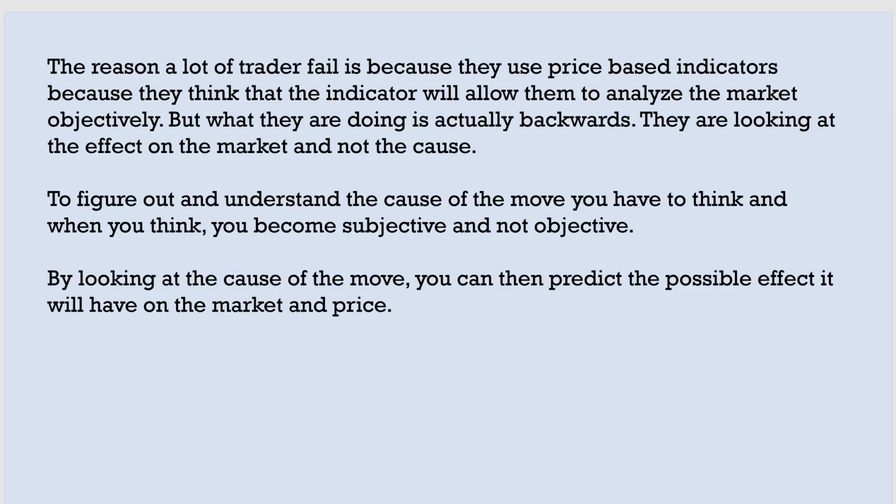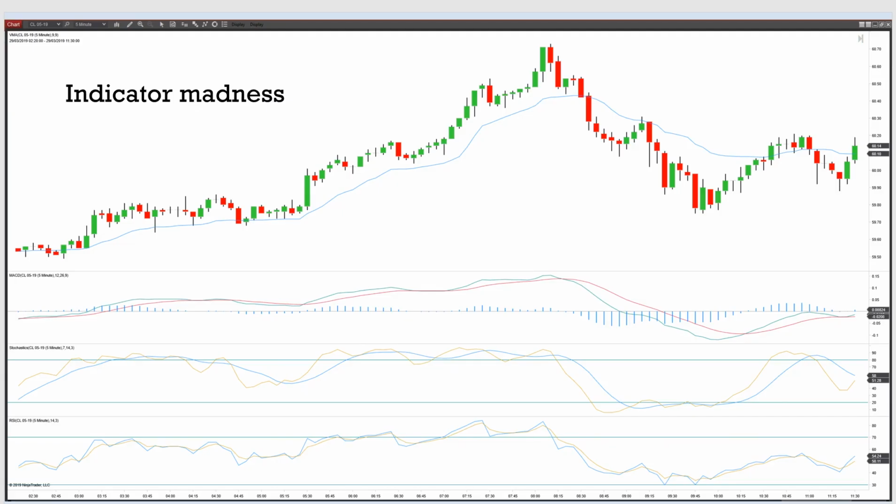And by looking at the cause of the move, you can predict the possible effect it will have on the market and price. And for example, like this, right? Indicator madness. That's what I call it, indicator madness. I've got 4 indicators on here, right?